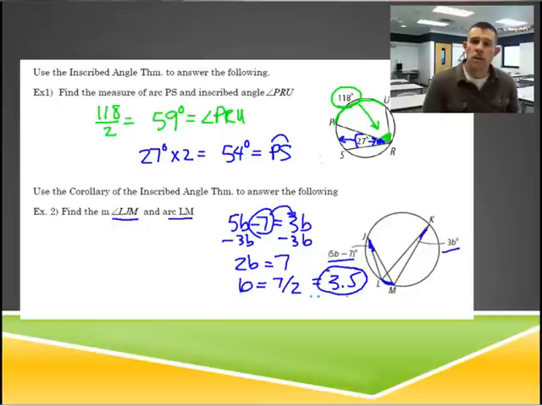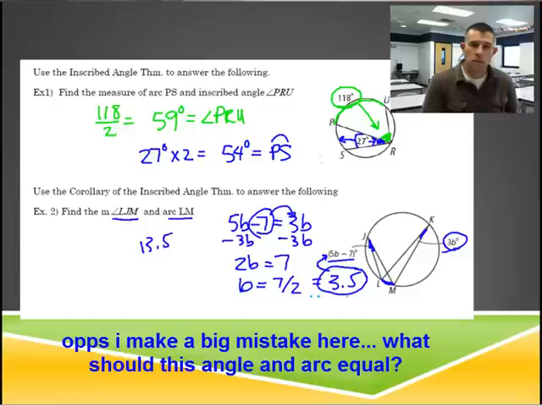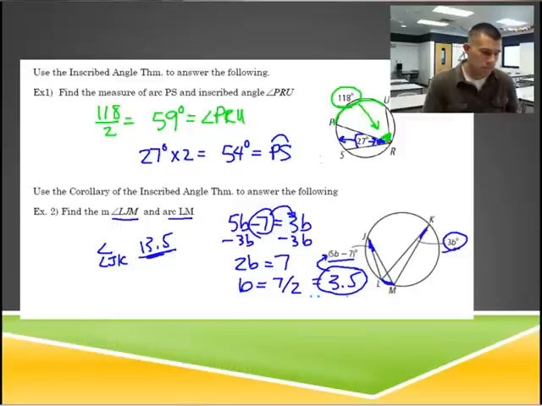Now I can go back and use the value of b to find the measure of those inscribed angles. So I'm going to take 3.5 and multiply it by 3, and that's going to give me 13.5. So 13.5 is the measure of angle LJM, and that's also the measure of angle K. Now, let's see here, did I do that right? 3 times 3.5. Yeah. And that's going to give me the measure of angle K.